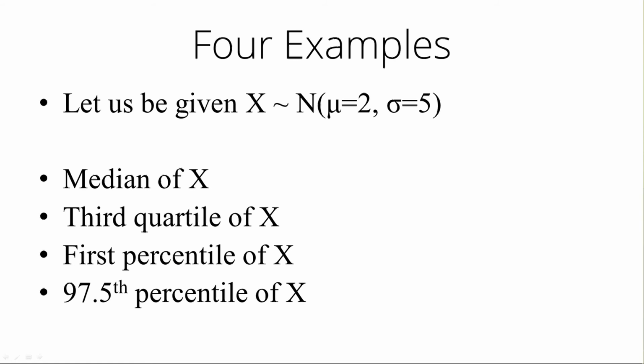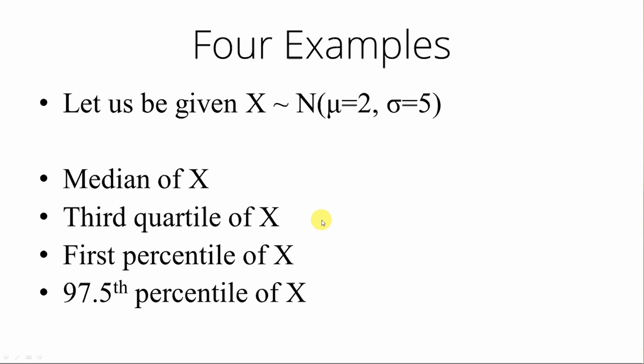Let us now be given that x has a normal distribution, the mean of 2, and a standard deviation of 5. Let's calculate these 4 quantiles. First one is the median of x, which is the second quartile of x, or the 50th quantile of x, or the 50th percentile of x. All of those are equivalent.